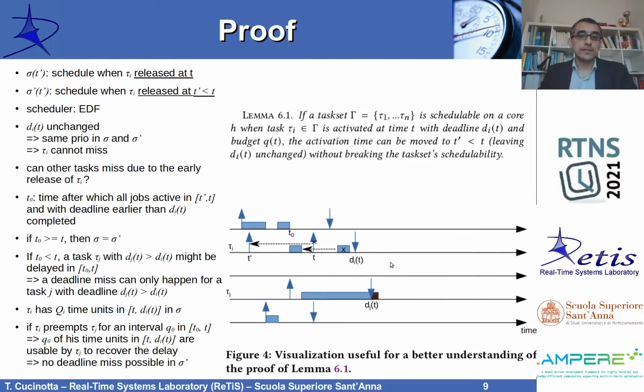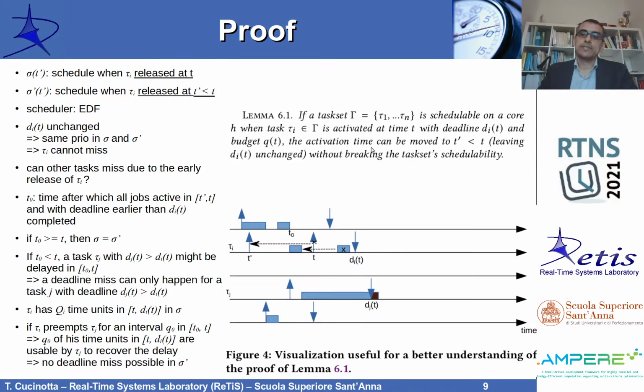In order to prove this, we have to consider first a lemma, which we call lemma 6.1 in the paper, where we have a task set with a schedule which is schedulable on a core H, and we consider a task tau I that is activated at some time t. At that moment, the deadline of this task will be d_i(t).